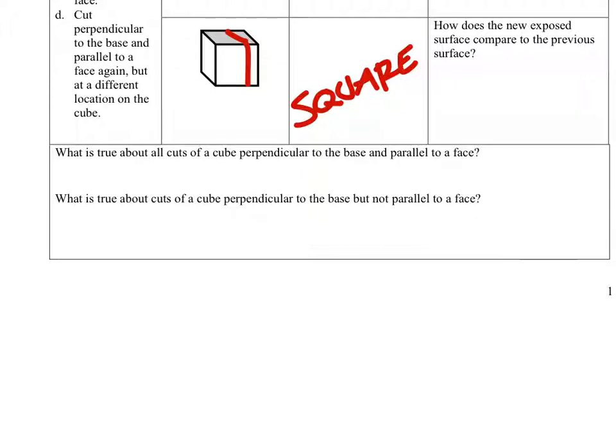How does the new exposed surface compare to the previous surface? They're exactly the same right there. Where we choose to cut a cube, as long as we're cutting it parallel to a face, it will always be a square. So what is true about all cuts of a cube perpendicular to the base and parallel to a face? Always a square. What is true about cuts of a cube perpendicular to the base but not parallel to a face? In a cube, if it's perpendicular to the base, then it will automatically be parallel to a face. So that's still going to be a square.